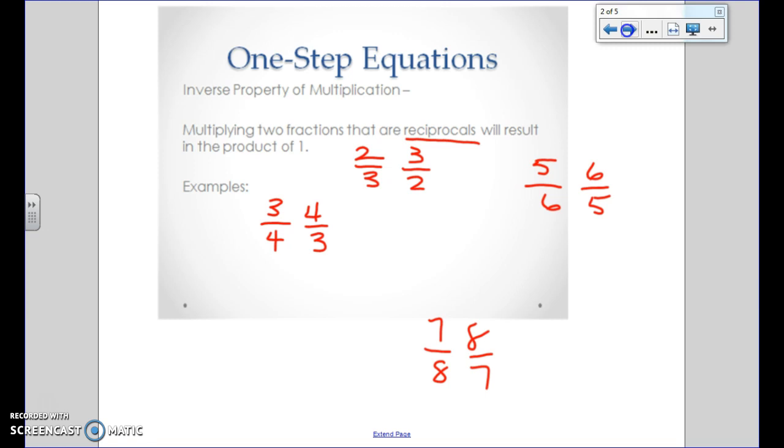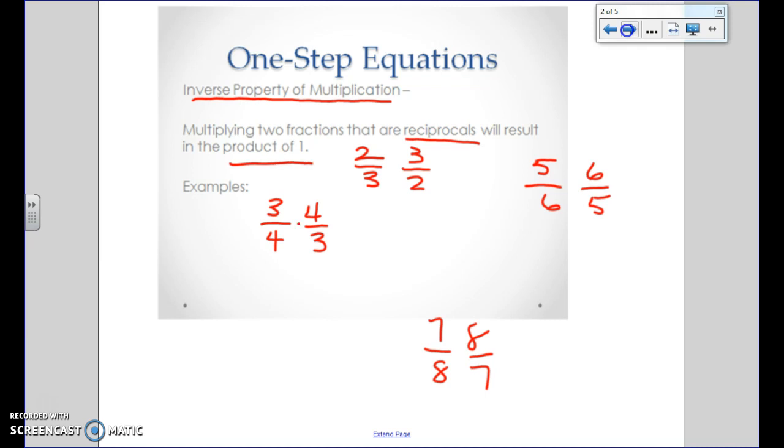Now the inverse property of multiplication says that if you have these inverses, and you notice that the fractions are exactly the same except that the top and bottom are switched around, then you can multiply them together and it'll equal 1 every time. The product is always 1.